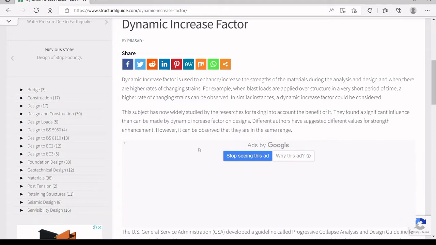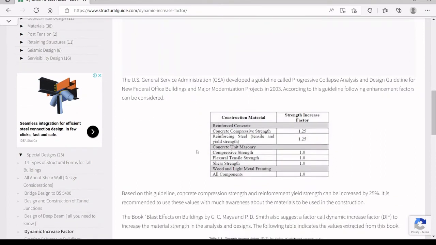For example, when a building or structure is subject to blast loading, its stresses or strains change very fast. When a structure is subject to progressive collapse, or sudden collapse, in this case also the stress or strain changing rate is very high. Due to this higher rate of change in strain, we can enhance the material strength. There are guidelines to be followed when we enhance the material strength. Let's see how we can do this.